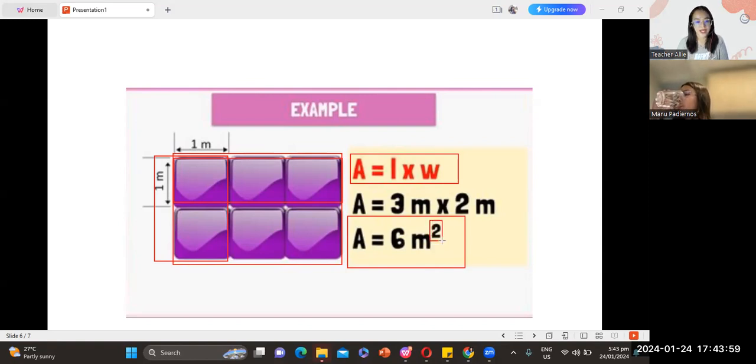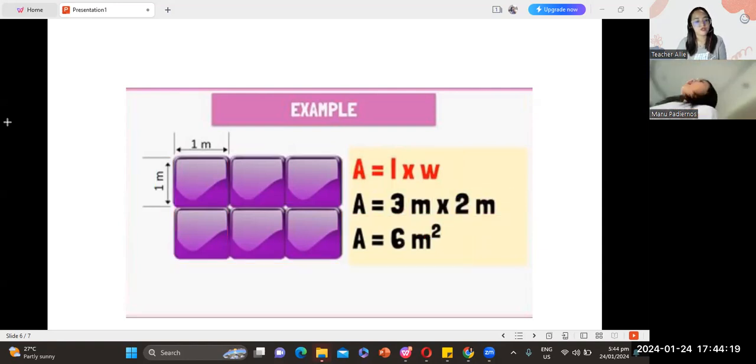Reminder, Manu, that you have to put square. If we have 3m times 2m, you can't just put here A is equals to 6m. You have to put m squared because there are also two of them. So it should be A is equals to 6m squared.